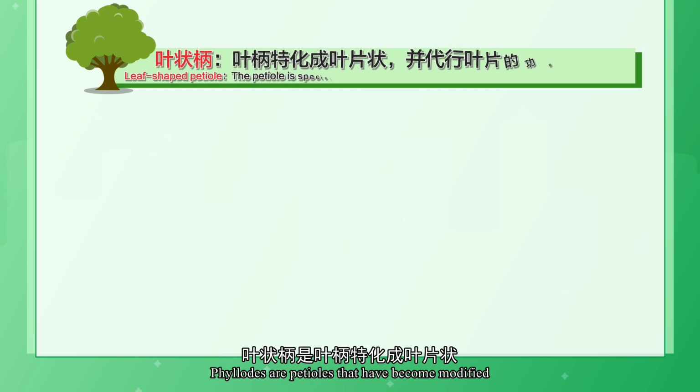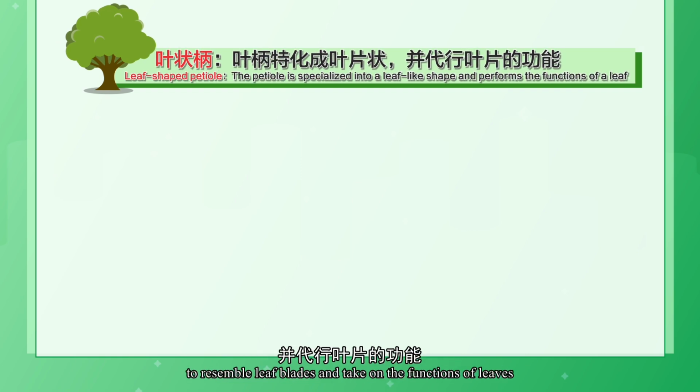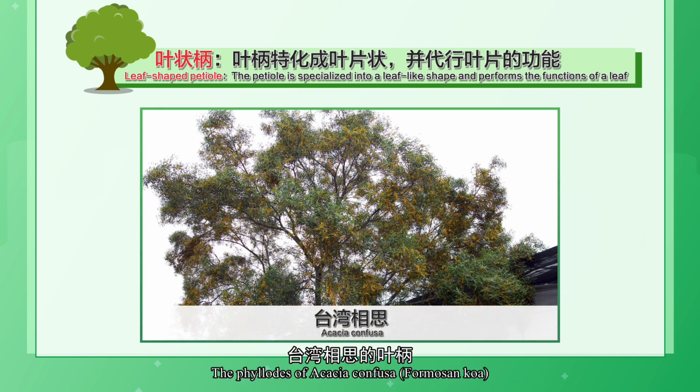Phyllodes are petioles that have become modified to resemble leaf blades and take on the functions of leaves. The phyllodes of Acacia confusa, Formosan koa, are an example of this modification.